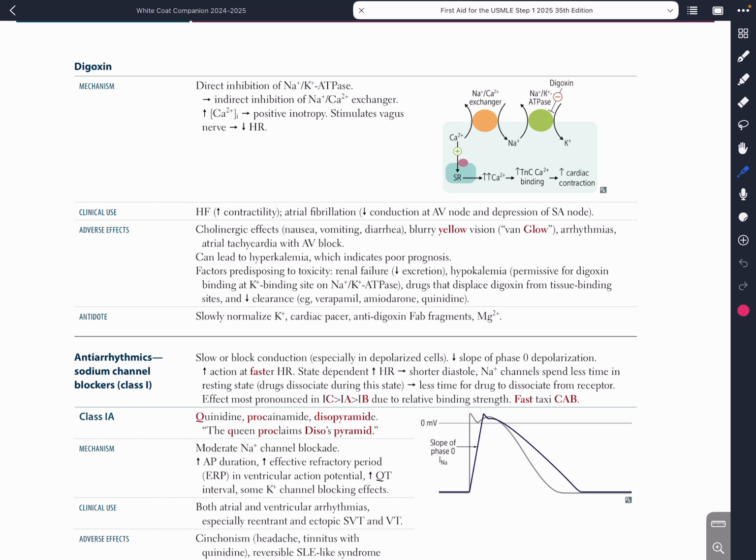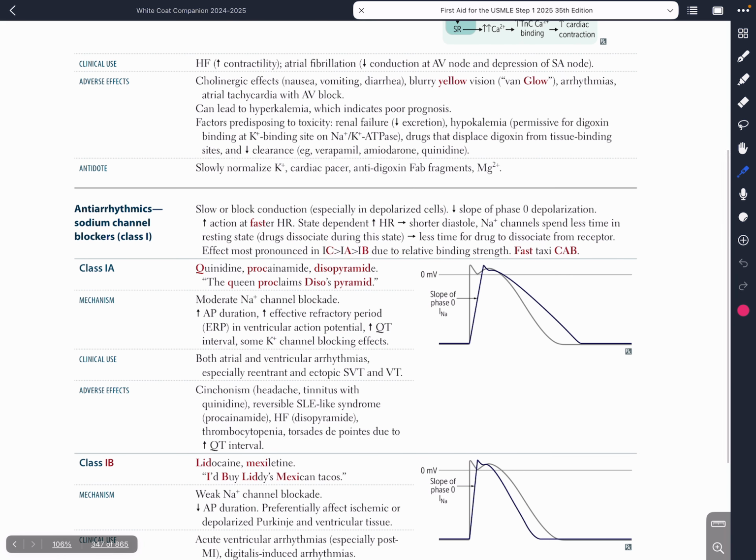Factors predisposing to toxicity: what can cause digoxin toxicity? This is very important because oftentimes in hospital, a patient is given digoxin without doing a drug chart review. If you see that the patient is already on verapamil, amiodarone, or quinidine, you need to start with a very low dose of digoxin. But oftentimes, toxicity of digoxin is seen in renal failure because renal failure causes decreased excretion.